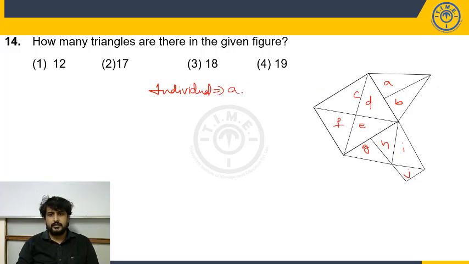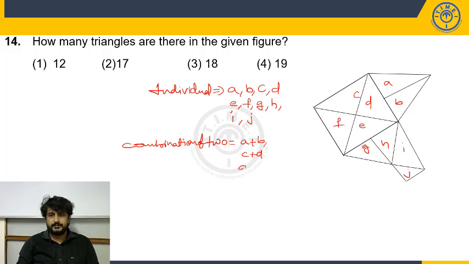So A is a triangle, B is a triangle, C is a triangle, D is a triangle, E is a triangle, F, G is also triangle, H is also triangle, I is also triangle, J is also triangle. Individual triangles. Now the combination of two. AB is one triangle. CD is one triangle. EF is also one triangle. CF is also one triangle. And even GH is also one triangle.